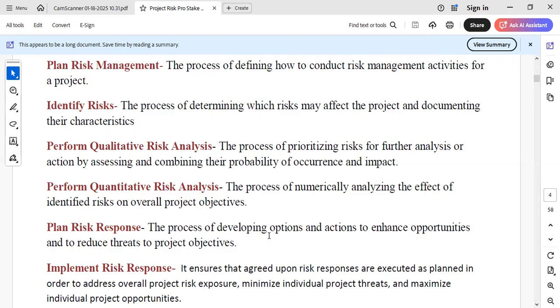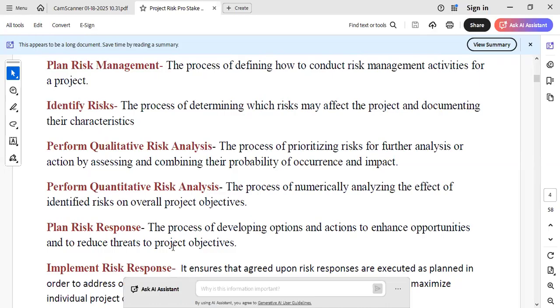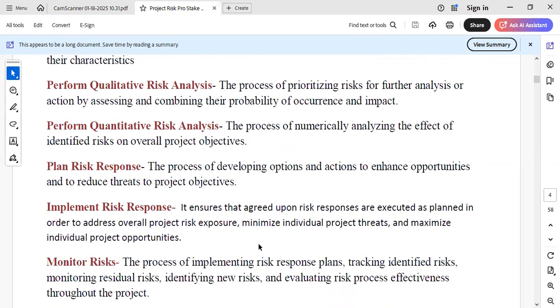We'll talk about that when we get there. So having come up with a plan risk response strategy, we would now start implementing them. This is where we have the implement risk response. Here now, we want to ensure that the agreed upon risk responses are executed as planned.